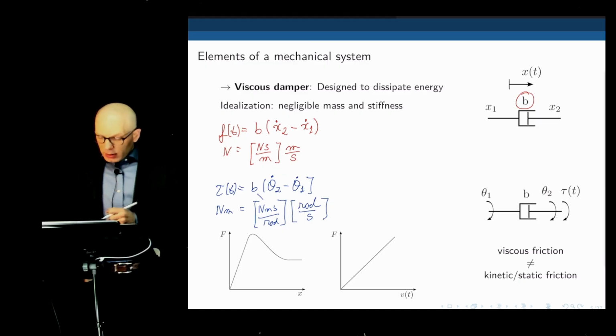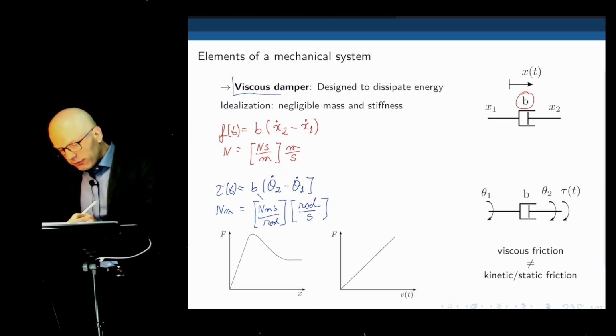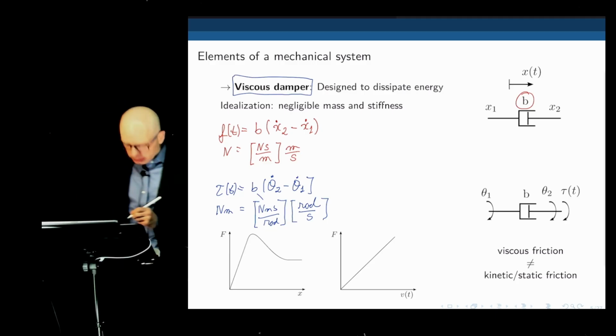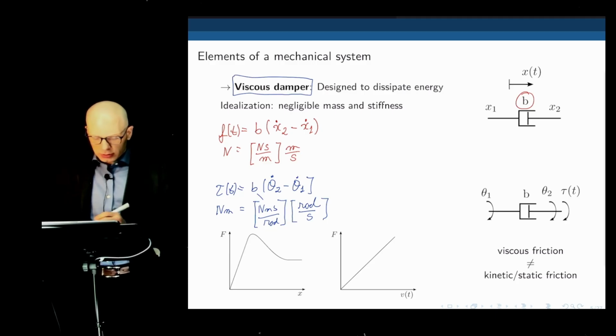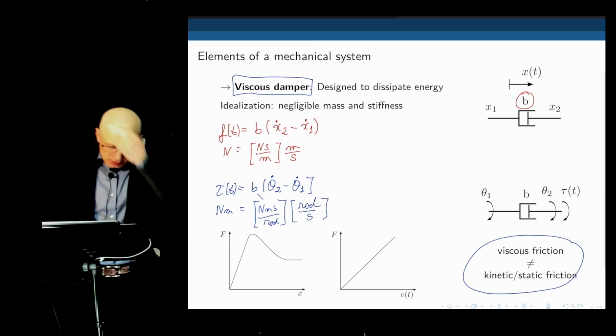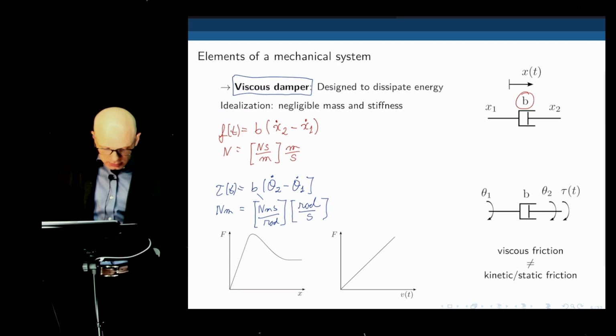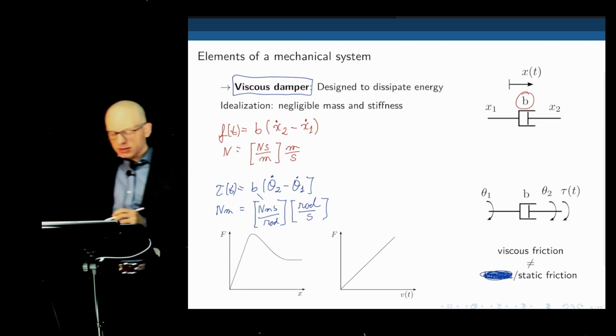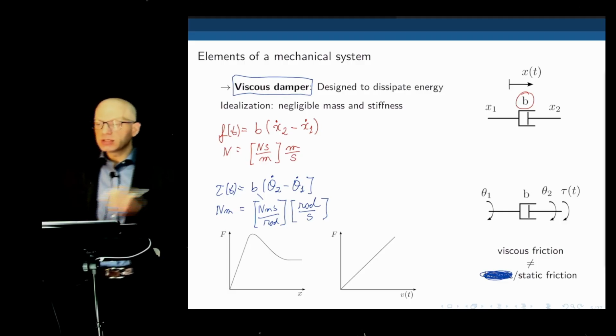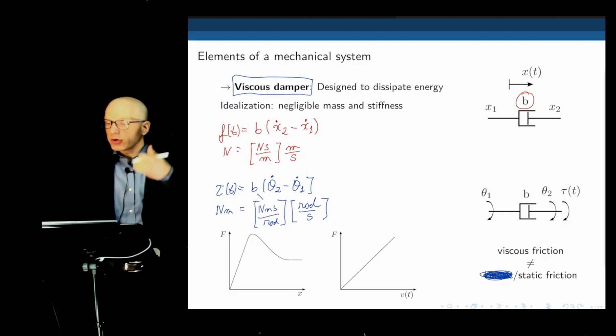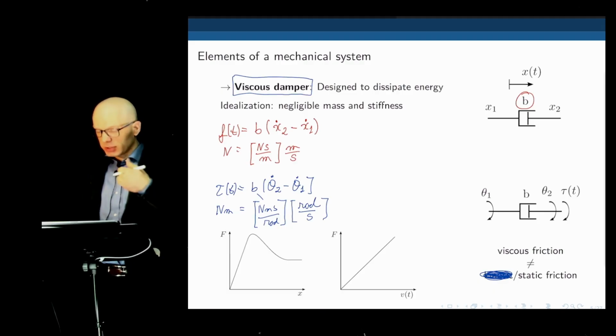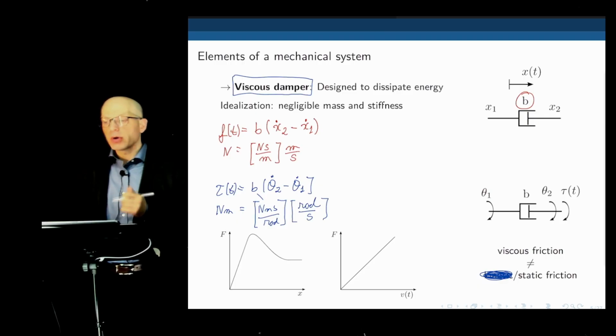Now, we are talking here about viscous friction. Viscous friction is not the same as static friction. Let's forget about kinetic friction here because it might be confusing. Static friction relates to the amount of force you have to apply to get an object to start moving. You might have to apply a given force, and there is a threshold after which the system starts to move. That's not what is happening here.